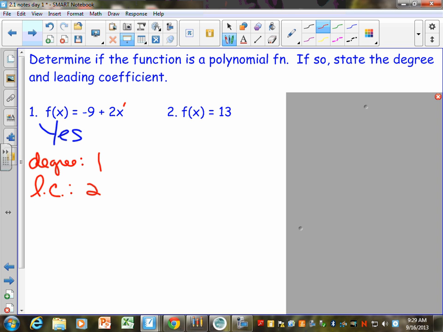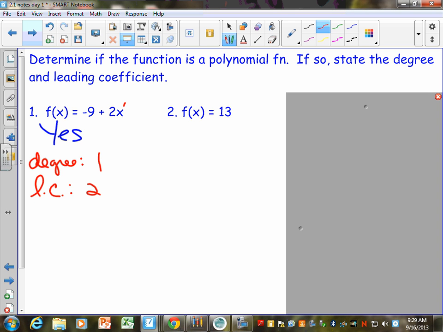What about this one? Is that a polynomial function? Whoa. What are those? Just settle down. Let's do these problems first. I'm just trying to get us ready.